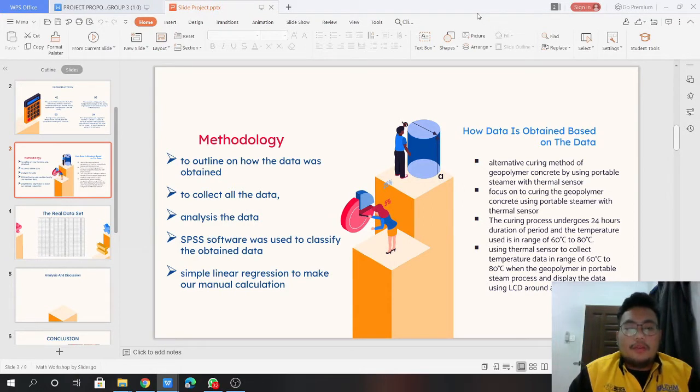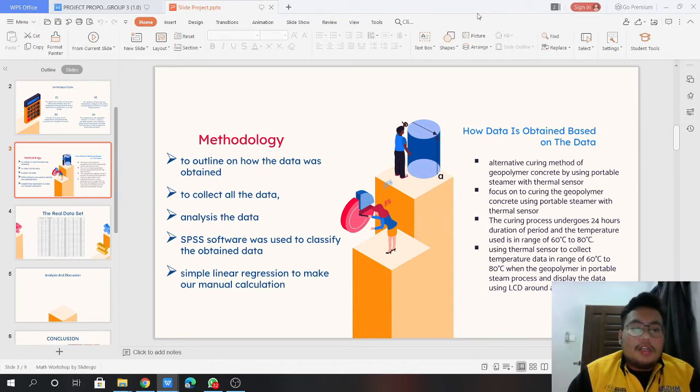Today I would like to present our project, and in this part I will present the methodology. In this chapter we outline how the data was obtained. We need to collect all the data, and then analyze the data by using SPSS software. SPSS software is used to classify the data.